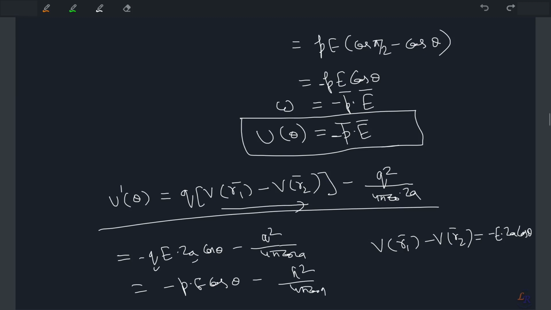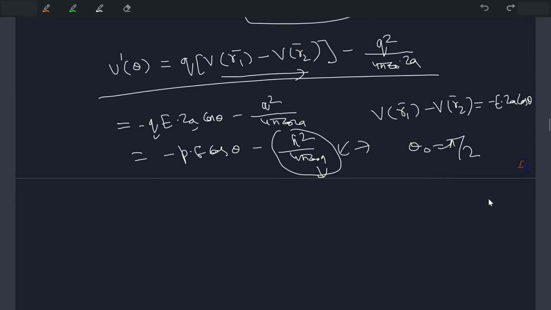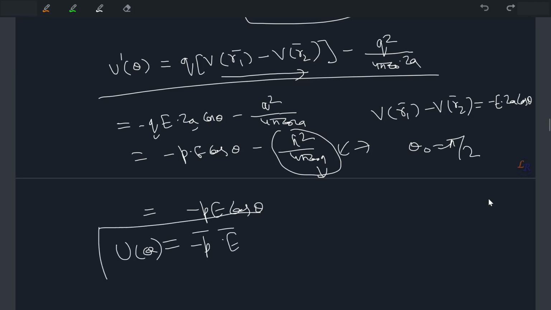Now you see, for the given system, this is a constant, and we know that adding or subtracting a certain constant to the potential energy doesn't matter, because it depends upon the initial and final positions. So that is the arbitrary choice of theta 0 equal to pi by 2, which is just equivalent to this. So if we neglect that constant, it can be written as minus pE cos theta. That way we arrive at the same point. We have minus p dot E at angle theta, if they are separated by the angle theta with the electric field. So that would be the estimation.